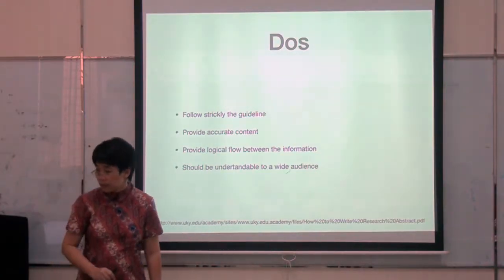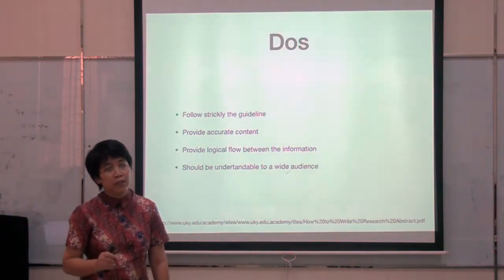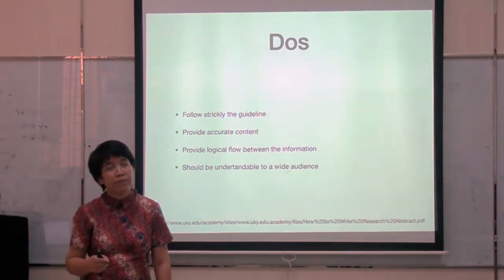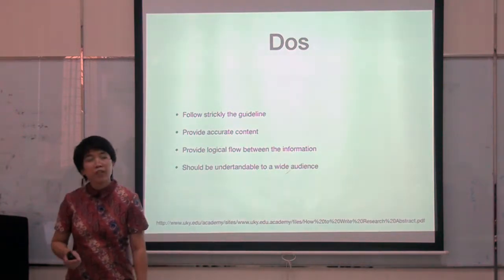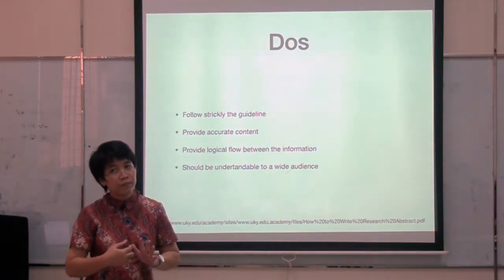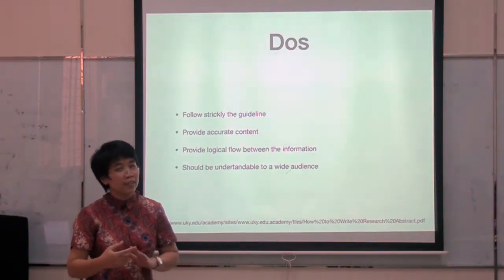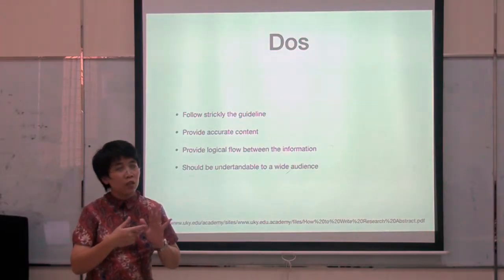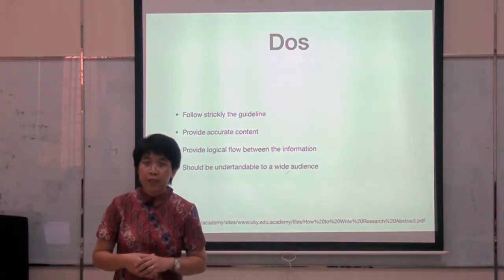The second one, provide accurate content. That's very important. The abstract should reflect the content of the manuscript. And then provide a logical flow between the information. We have four components of the abstract: motivation, methods, result, and implication and conclusion. There should be a logical flow between these four components.